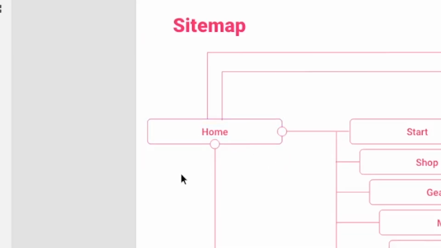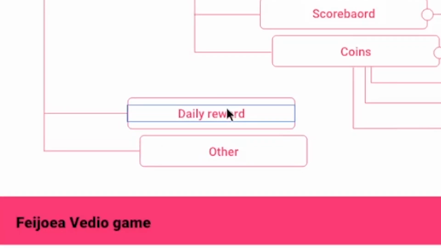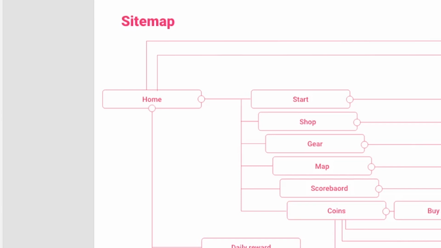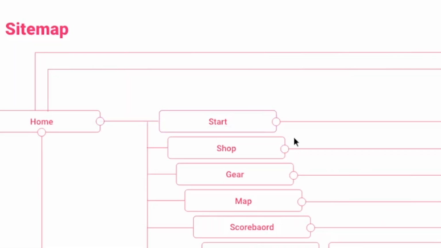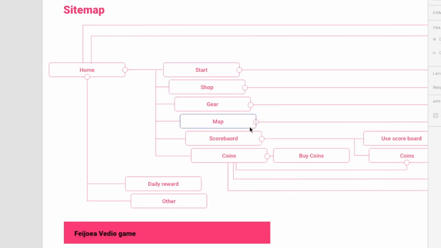First, I'm going to have a home screen, and offshooting from that will be daily rewards. I hope that the daily rewards will help people come back to the game. It is another screen I will have to design, but it shouldn't be too hard. I can't speak to the development of it, but from my end, it's not too much work. And then I think I'm going to have a couple of screens offshooting from the home. First one will be start. I'll just list them out here. Start, shop, gear, map, scoreboard, and coins.